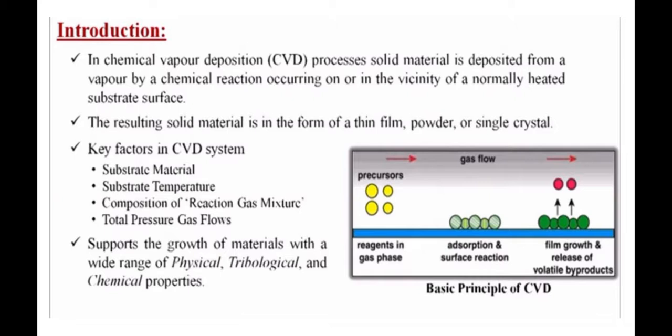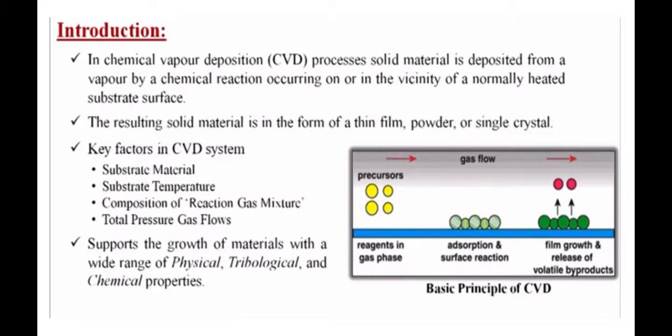Whatever I have explained already for physical vapor deposition, we just create certain molecules, atoms, or plasma, and then deposit those onto the substrate. But in chemical vapor deposition, we make certain gases or materials which will react with the substrate itself and make the coating. The resulting solid material is in the form of a thin film, powder, or maybe single crystal. So we get the modification by this technique.